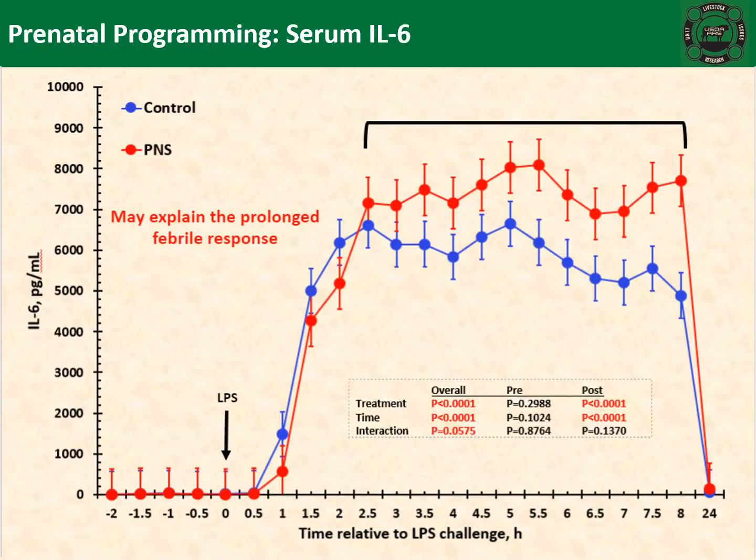Likewise, the prolonged elevation of interleukin-6 depicted in this graph for those same heifers may explain the prolonged fever response observed previously. Therefore, while both TNF-alpha and interleukin-6 may be primary mediators of the fever response, they may have independent roles with regard to stimulating and maintaining the fever response. Collectively, these data highlight the fact that prenatal exposure to stressors or pathogens may alter postnatal immune function and health of the calf.